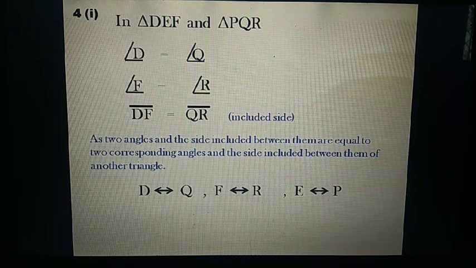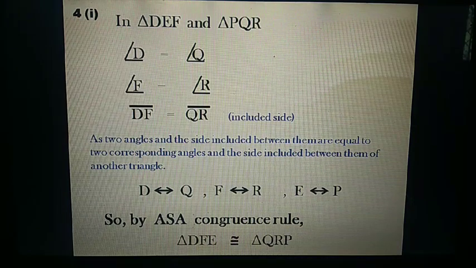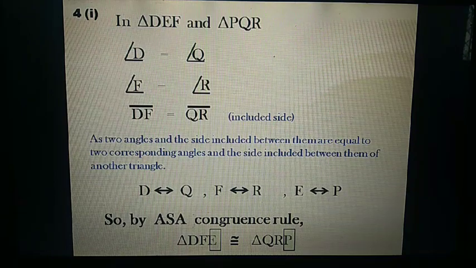Finally, you can write the answer in symbolic form using the ASA congruence rule as triangle DFE congruent to triangle QRP. Again, first letter from the first vertices set, second from the second vertices set, third from the third vertices set. Moving to the next part of the same question.